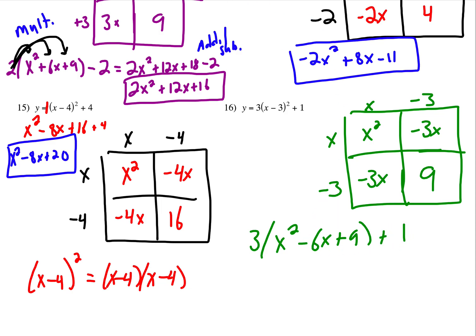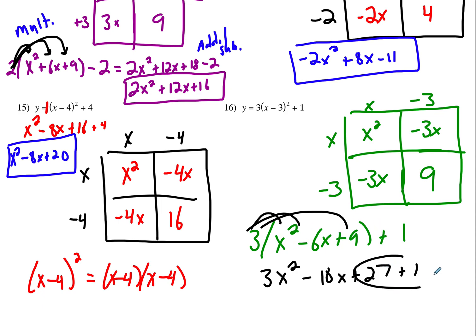What do I do now? I distribute. So I get 3x squared minus 18x plus 27. And I add the 1. And these combine for 3x squared minus 18x plus 28.